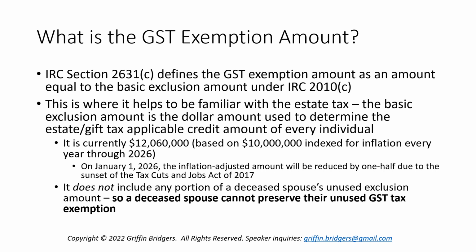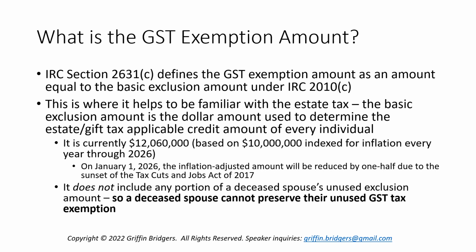And that's defined in Code Section 2631(c), which defines the GST exemption amount as an amount equal to the basic exclusion amount under Code Section 2010(c). Now, this is where it helps to be familiar with the estate tax, because basic exclusion amount is an estate tax term and a gift tax term. It's the dollar amount under statute that's used to determine the estate and gift tax applicable credit amount of every individual. So currently, that amount is $12,060,000 for 2022.